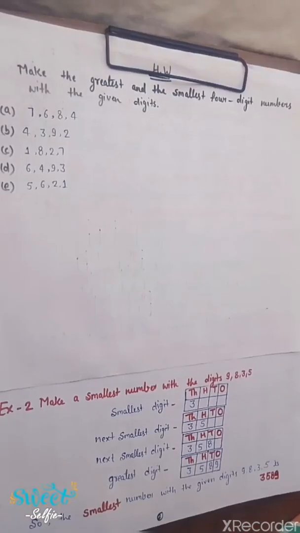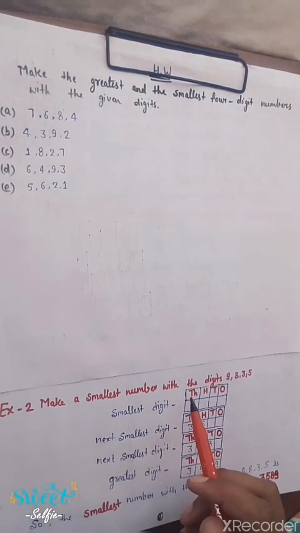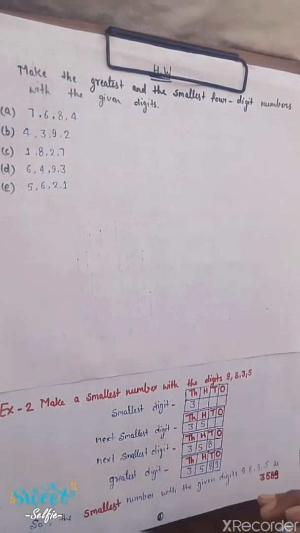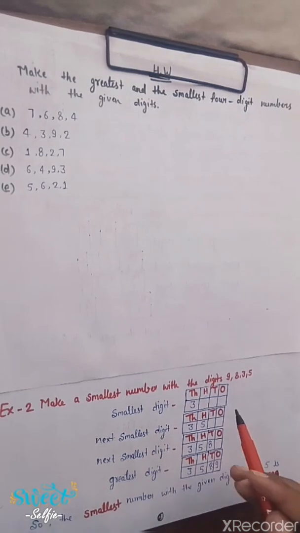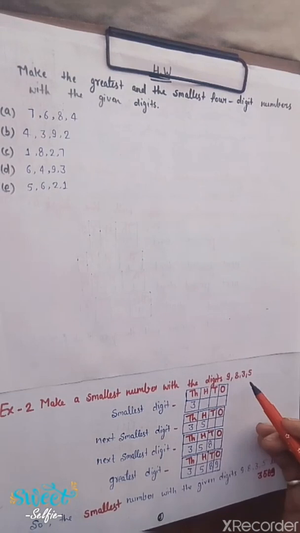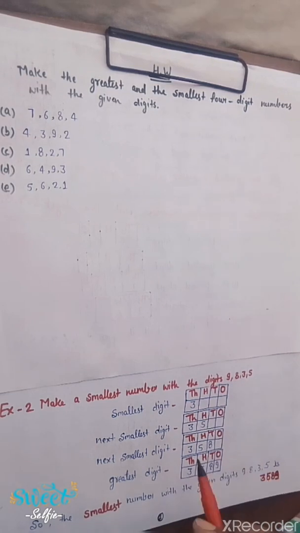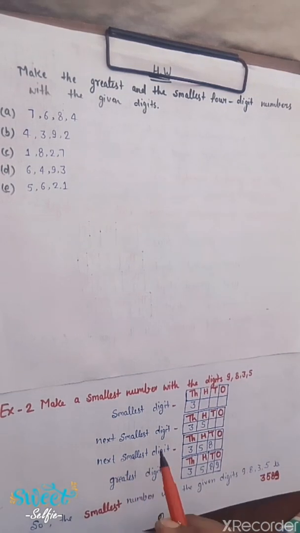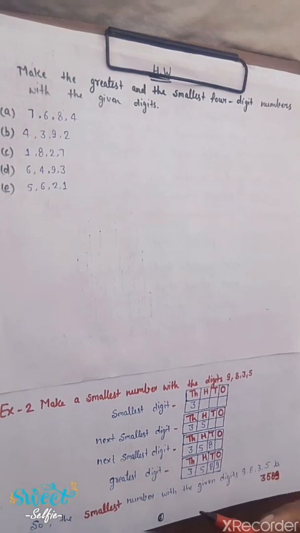Another example is: make the smallest number with the digits 9835. Okay. According to the rule, firstly we have to write the smallest digit at the thousand place. So which is the smallest digit? Yes, 3 is the smallest digit. So we have to write it at the thousand place. Okay. And the next smallest digit is? Yes, 5 is the next smallest digit. So we have to write 5 at the hundred place.